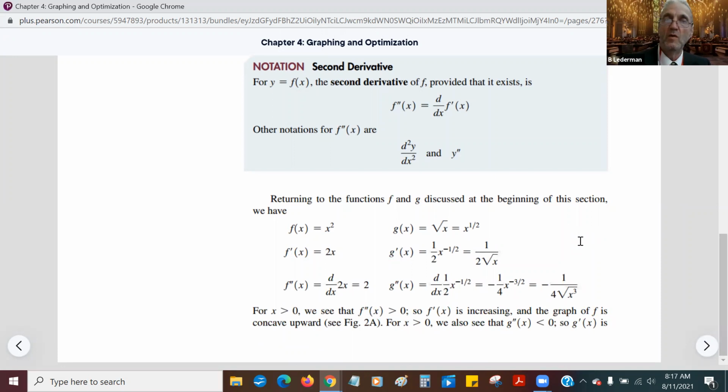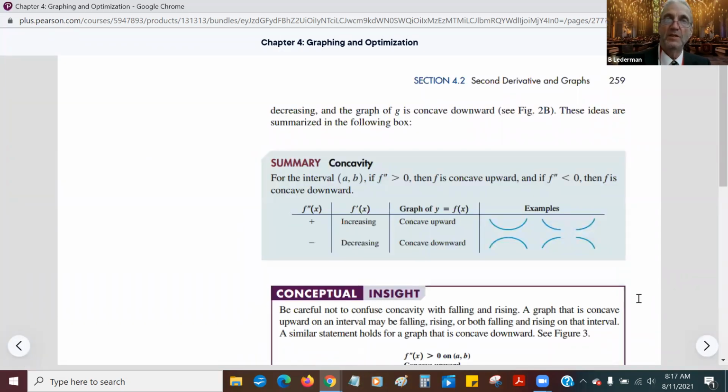Okay, so let's just summarize here. For the interval AB, if f double prime is greater than 0, then f is concave upward, which is what I was saying, because if f double prime is positive, that means that the first derivative is increasing, and the derivative of that derivative is positive. And when that happens, the original function f is concave upward. And if f double prime is less than 0, then f is concave downward.